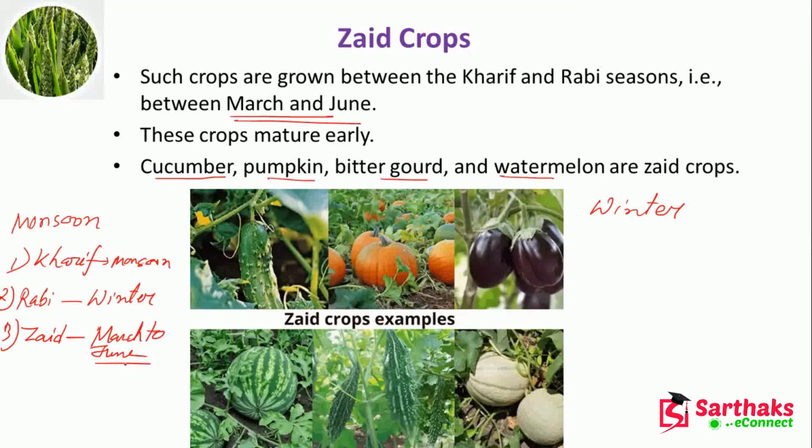These crops like cucumber, pumpkin, bitter gourd, watermelon are the Z crops, and they mature very fast. They will not take so much time like paddy. So we can grow this type of vegetables and fruits in large quantity. Okay, so up to this much is okay.